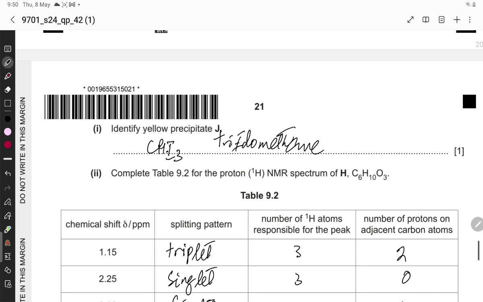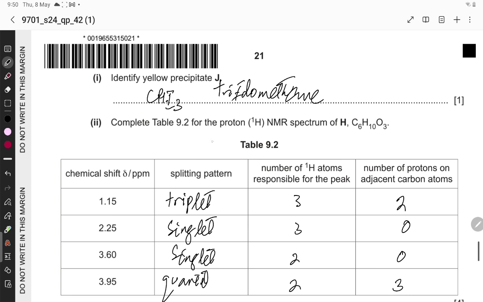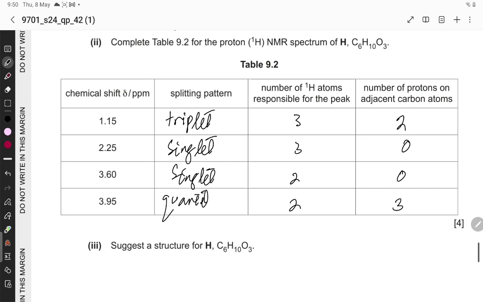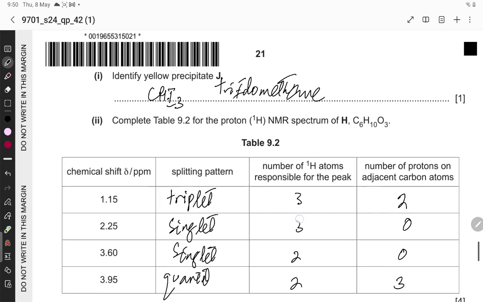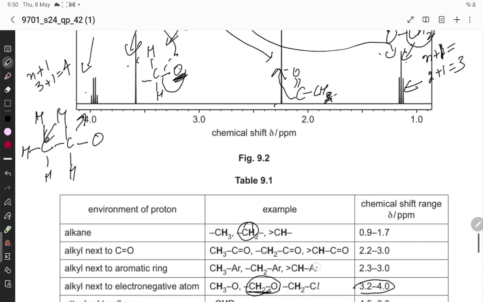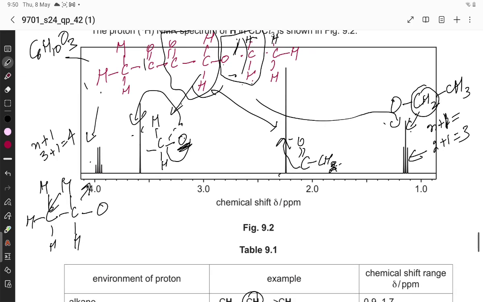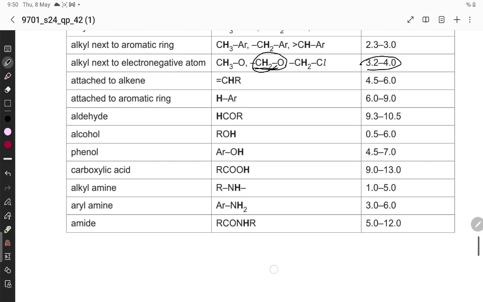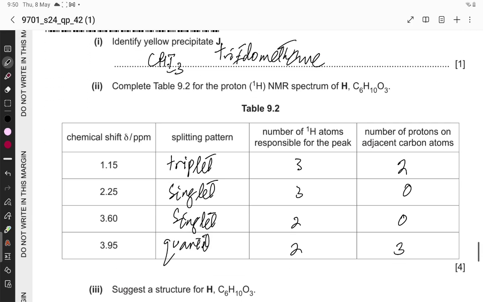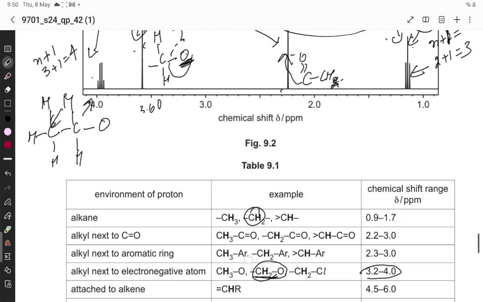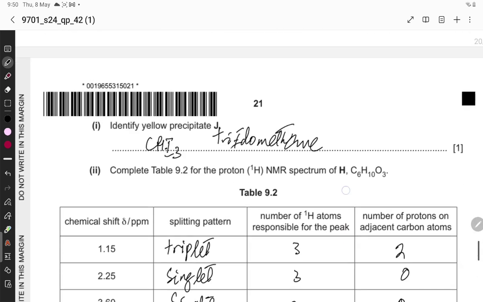Identify the yellow precipitate. The yellow precipitate is CHI3, triiodomethane. Complete table 9.2 for the proton HNMR spectrum of HC6H10O3. So 1.15 is the triplet peak, 2.25 is the singlet, 3.60 is the singlet, and 3.95 is the quartet peak.